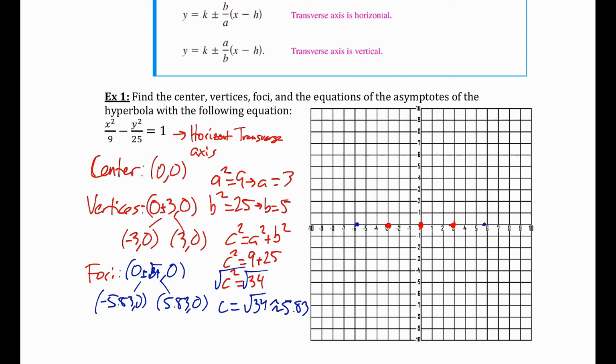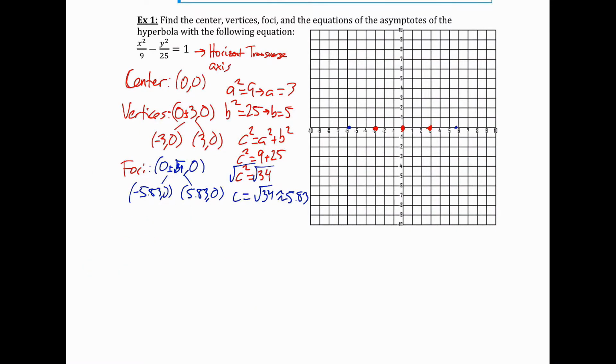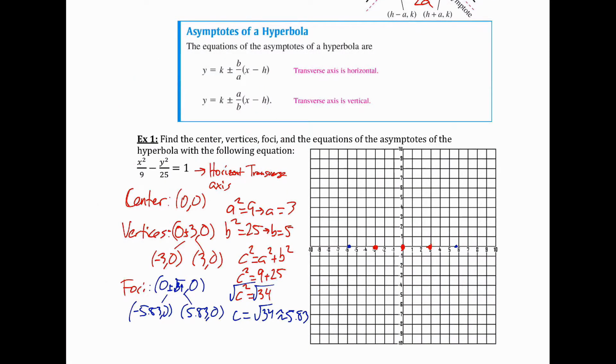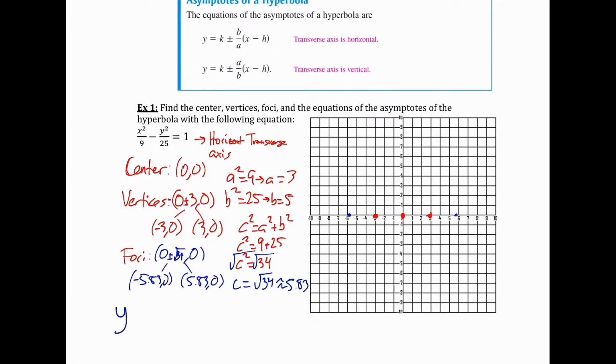Now, this is kind of where we left off in the last couple of examples. We can do a little bit better now, because in the last couple of examples I drew very poor, parabola-looking things. That's not what we're looking for in this one, because we can get asymptotes out of this. Our asymptotes are going to follow the equations that we have up here. Since we have a horizontal transverse axis, we're going to use the top equation: y equals k plus or minus b over a times x minus h.